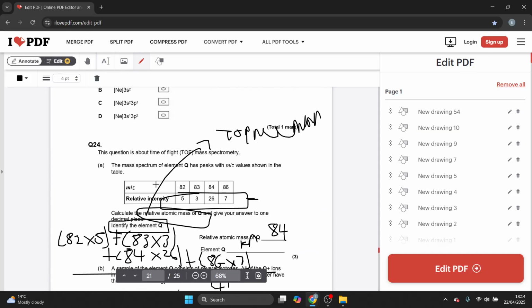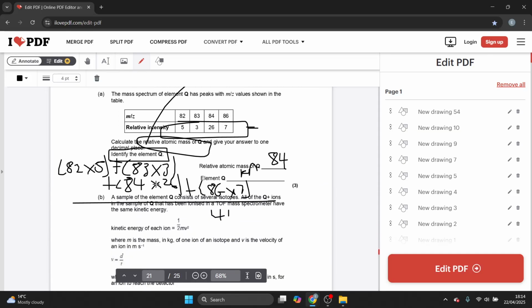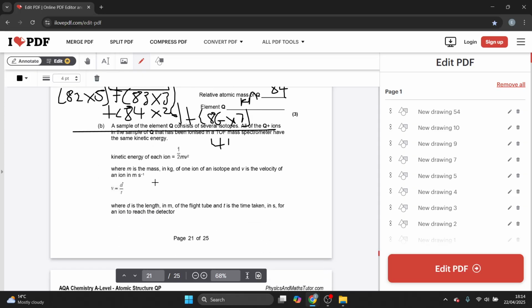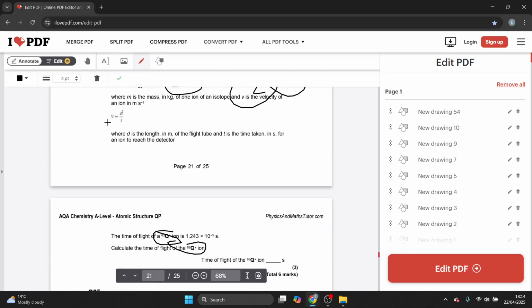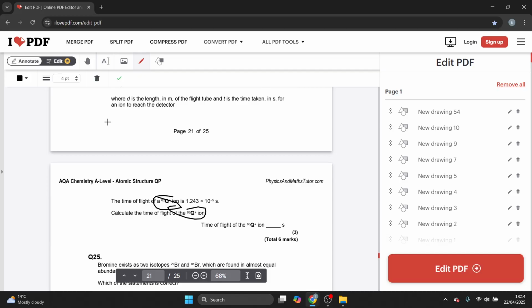Does it give me the kinetic energy? It's got to give me something to work with. Well, it tells me the kinetic energy of each ion is a half mv squared, which is just put in a different format, because usually it's KE equals a half mv squared, but in this case the half is like a coefficient of mv squared, which it is, because every mv squared you can times by half. And velocity is this. Calculate time of flight is this.